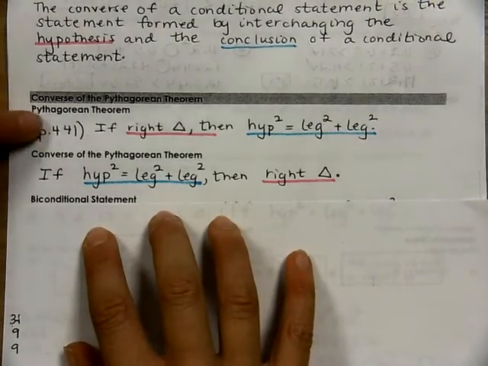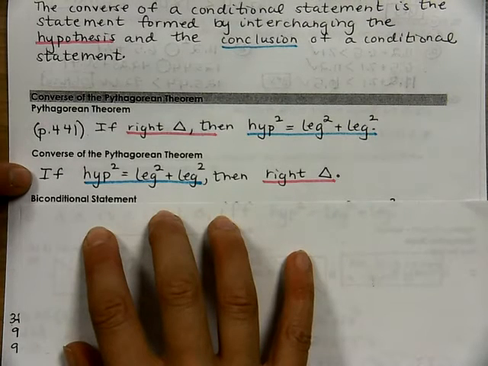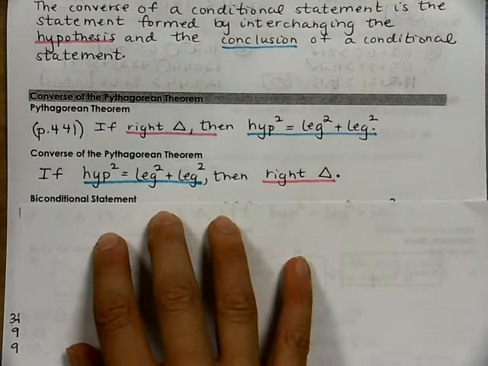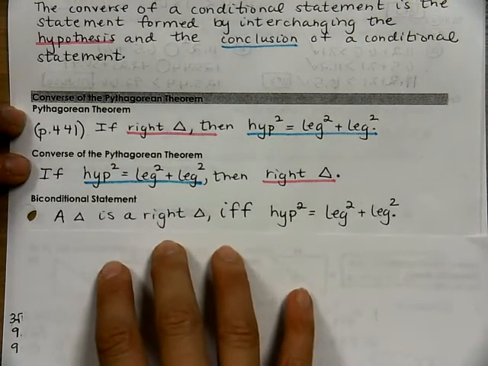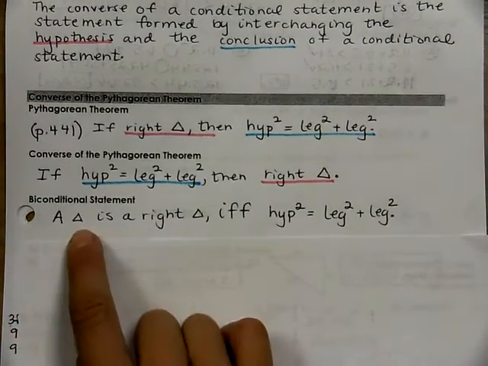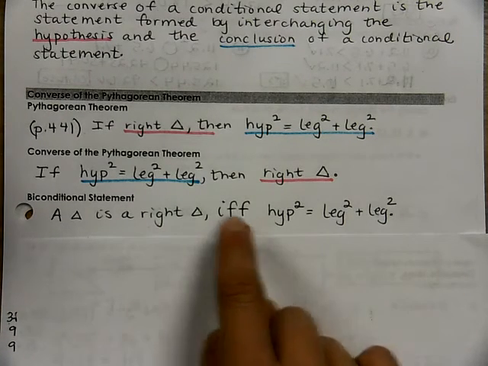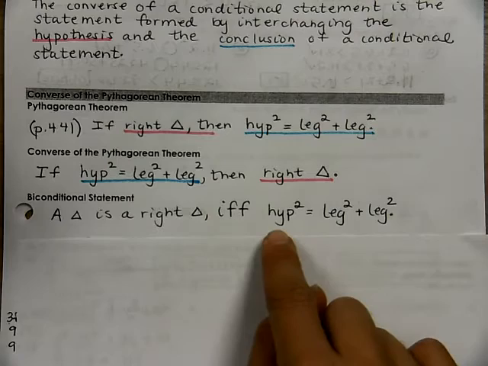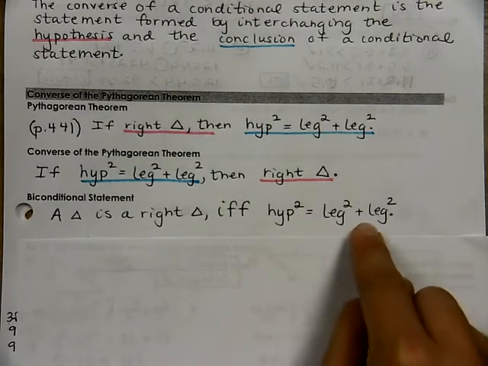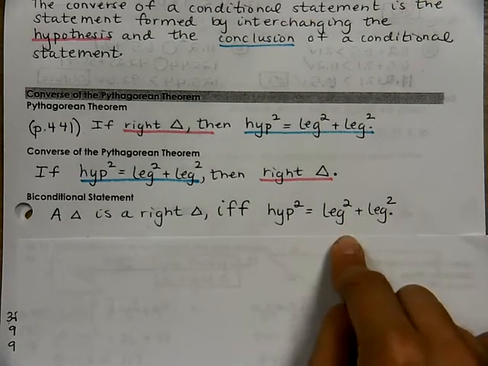We know that if we have a true conditional statement and a true converse, then we can write a true biconditional statement. Write the biconditional statement now. Pause the video. The biconditional statement looks like this: a triangle is a right triangle if and only if the square of the hypotenuse is equal to the sum of the squares of the lengths of the legs.